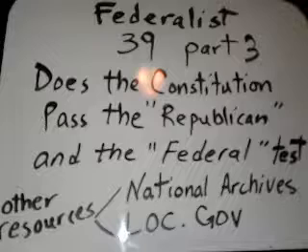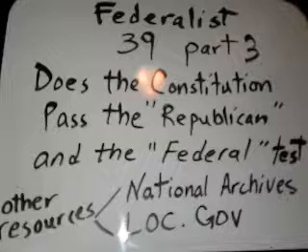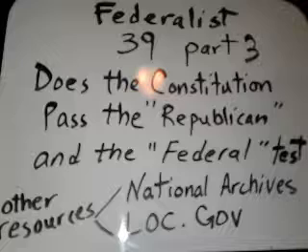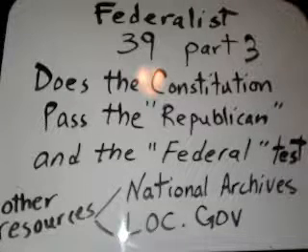Here's another one. He says, could any further proof be required of the Republican complexion of the system? The most decisive one might be found in its absolute prohibition of titles of nobility, both under the federal and the state governments, and in its express guarantee of the Republican form to each of the latter.